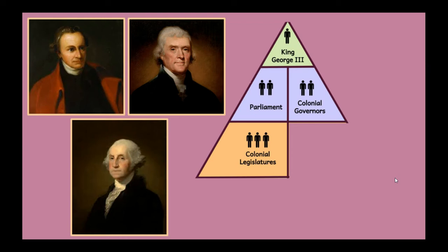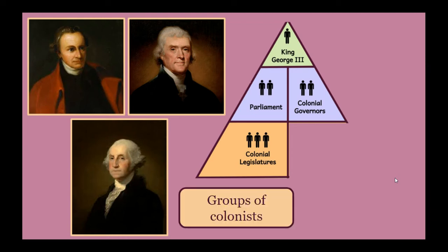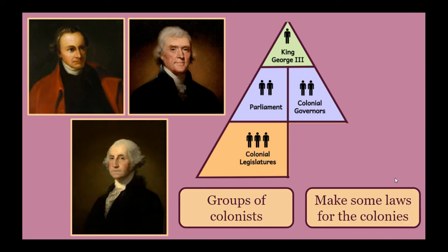The three men you see on the screen, Patrick Henry in the top left, Thomas Jefferson in the top right, and George Washington on the bottom, were all members of the Virginia legislature called the House of Burgesses. Colonial legislatures are made up of groups of colonists like these three men, and they gather to make some laws for the colonies. Remember, though, that the governor has to approve those laws, and the governor was appointed by King George III. So if the governor doesn't think King George would like a law, then it is thrown out and does not become a law, even if everyone in the colonies wants it.